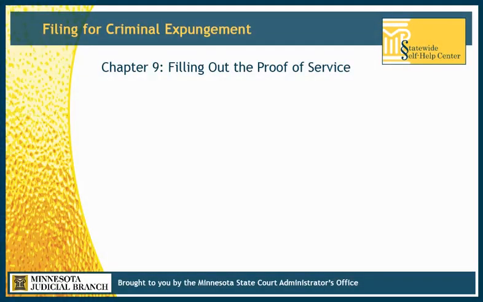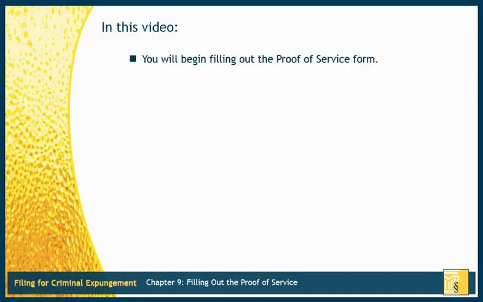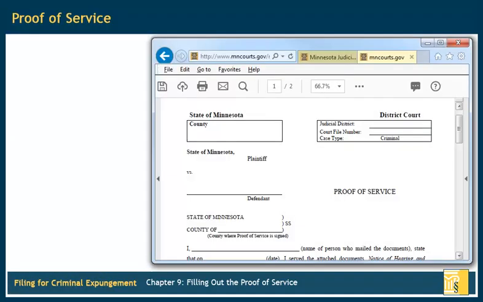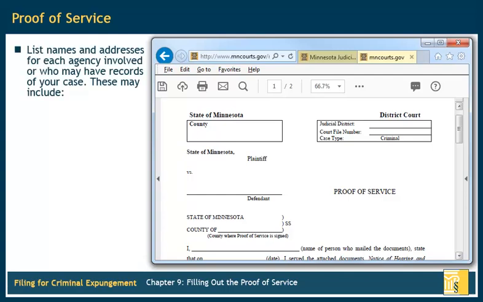Chapter 9. Filling out the Proof of Service. In this chapter, you will begin filling out the Proof of Service form. The Proof of Service is used to show the court who you sent your expungement paperwork to. It must list the names and addresses for each agency that you will serve as part of the expungement process.